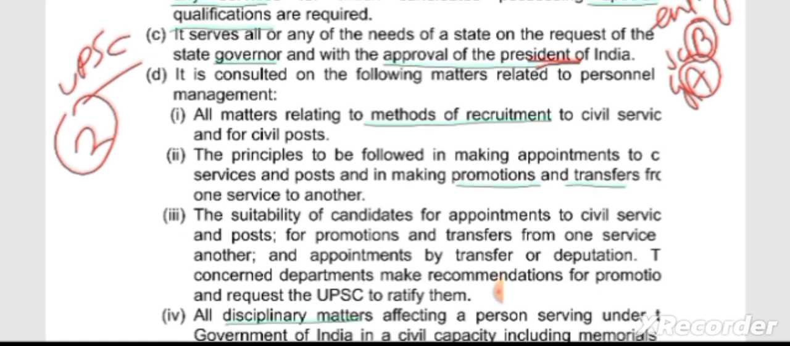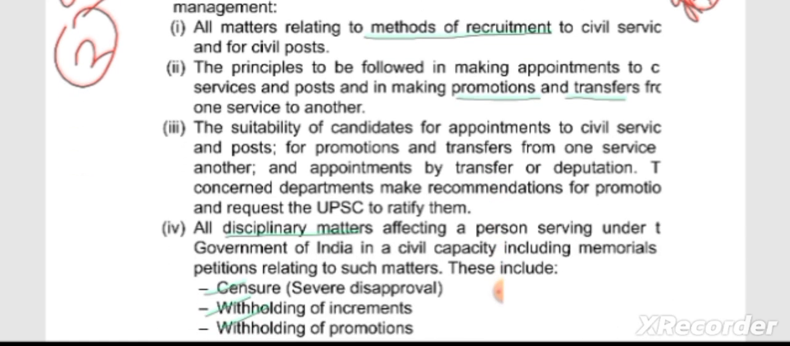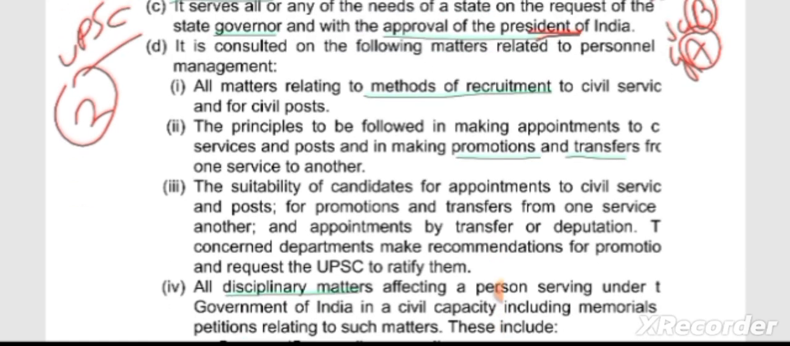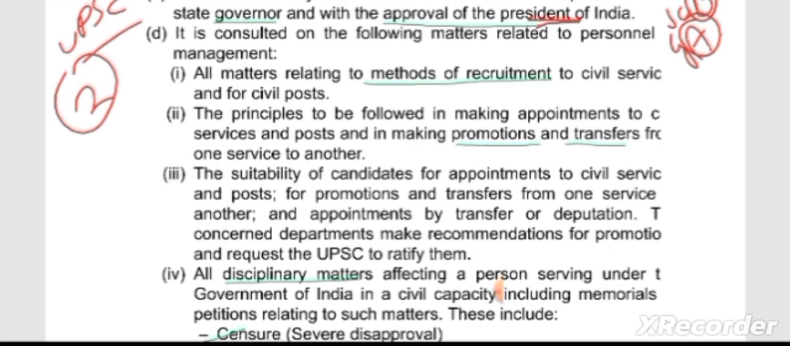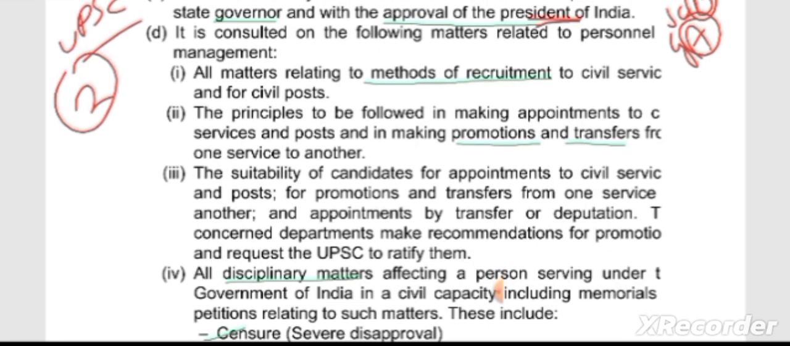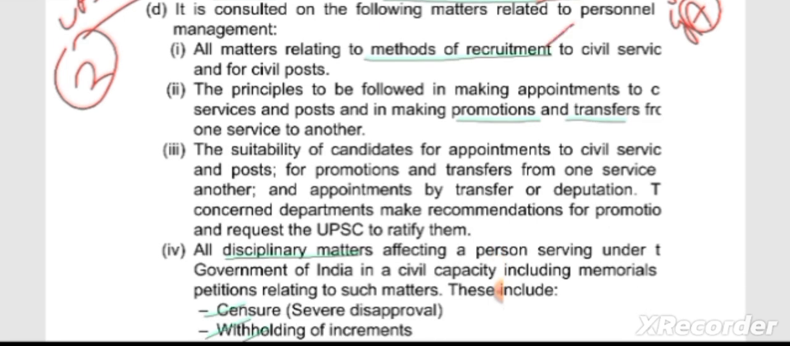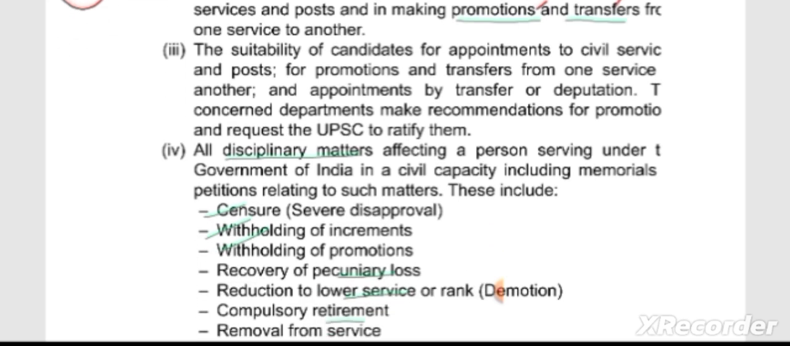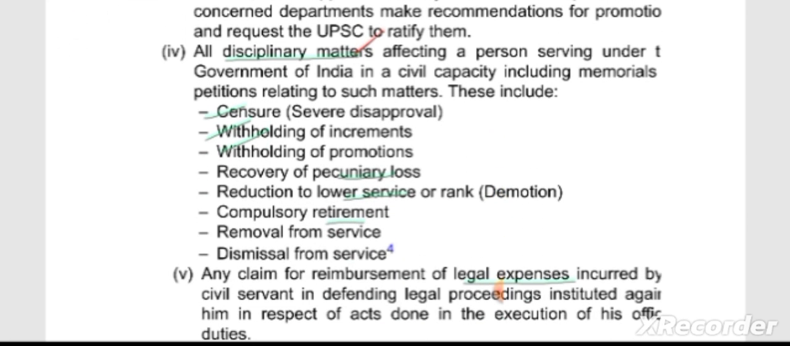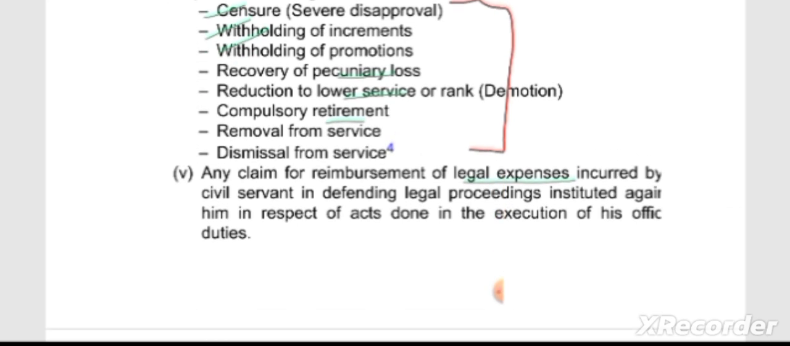Okay. Method of recruitment, recruitment has also been given, but some of the things are not under UPSC. Personal management matters are under UPSC, like method of recruitment, promotion, transfers, disciplinary matters like censure, withdrawal, promotion, pecuniary losses, loss of service, retirement. So what are these?